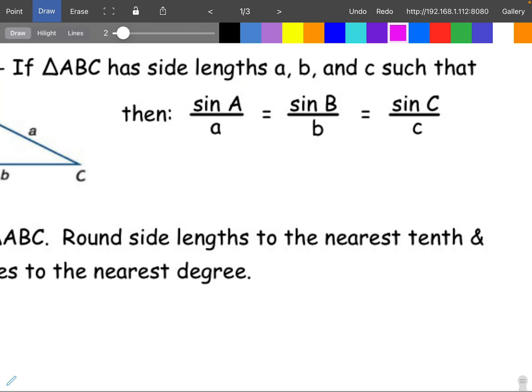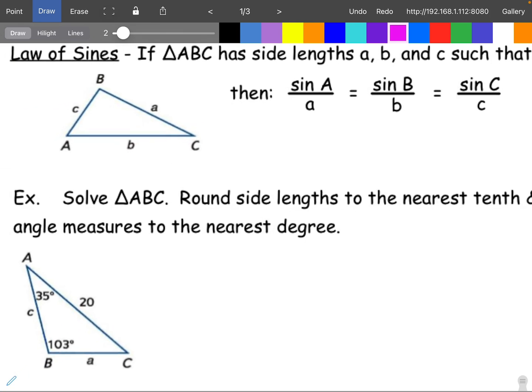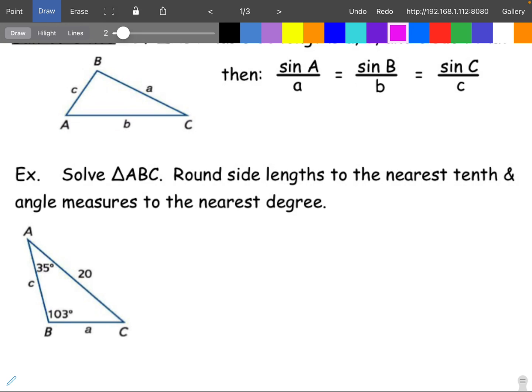So what we want to do to know where to start and which two to use is we want to look first of all at what we have both the angle and the side length for. Do we have both the angle and the side for A? Do we have both the angle and the side for B? Or do we have both the angle and the side for C? And we have to have one of them, both the angle and the side.